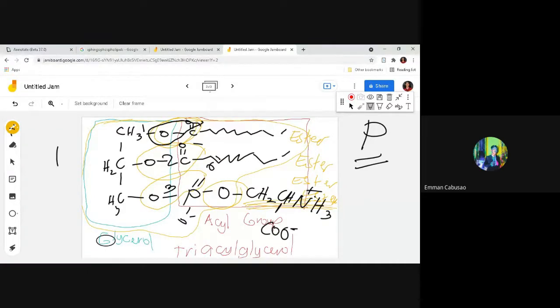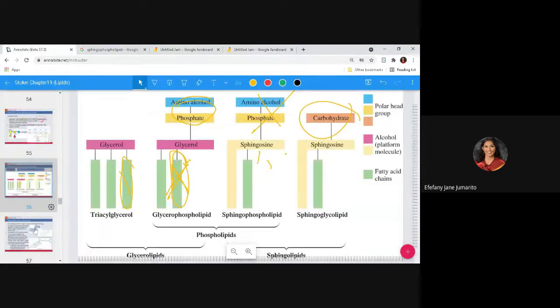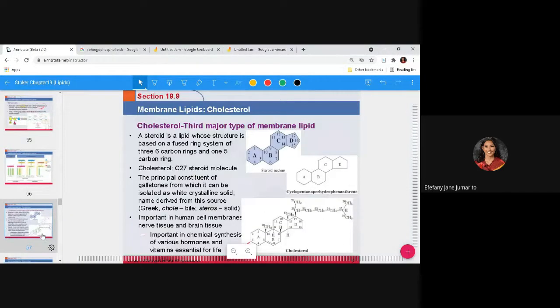Phosphatidylserine. Okay, phosphatidylserine, correct. So, that's it. Now, let's go to the third major type of membrane lipid.